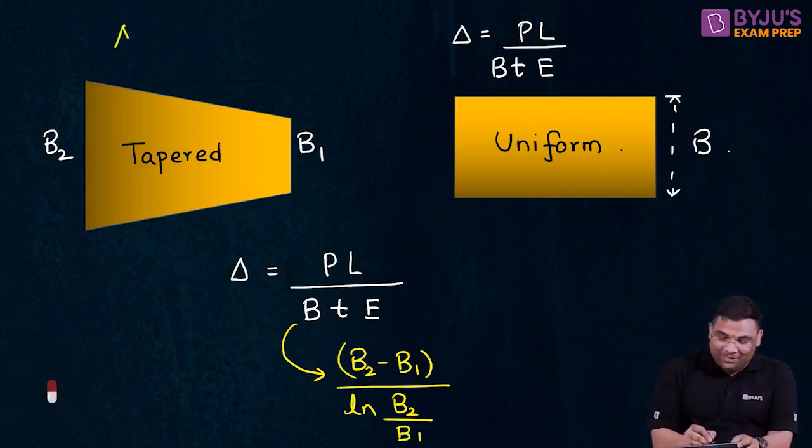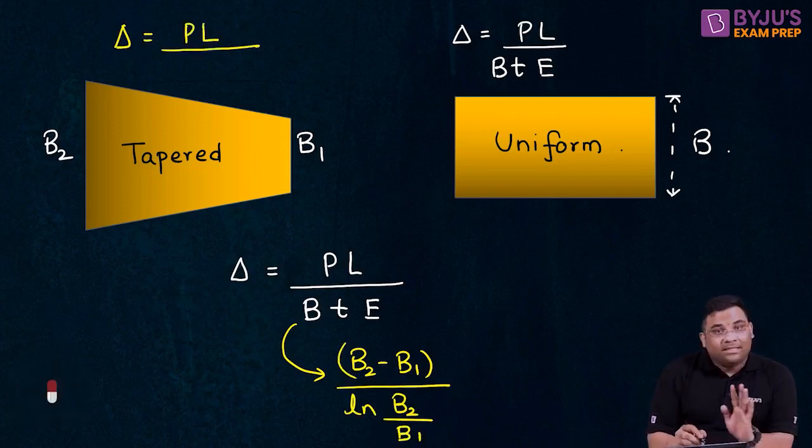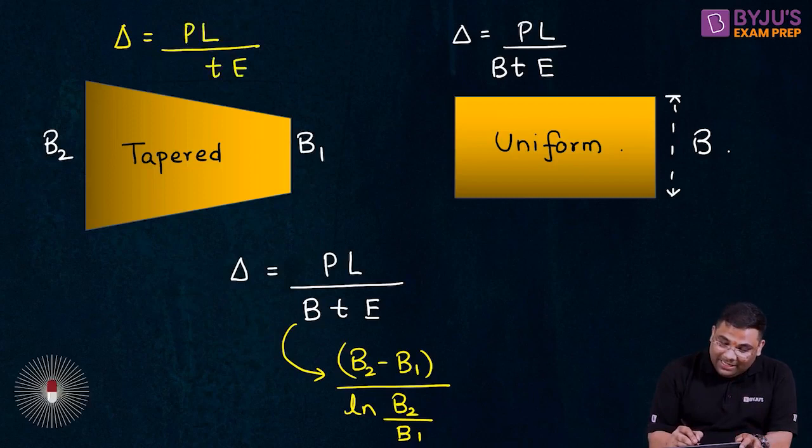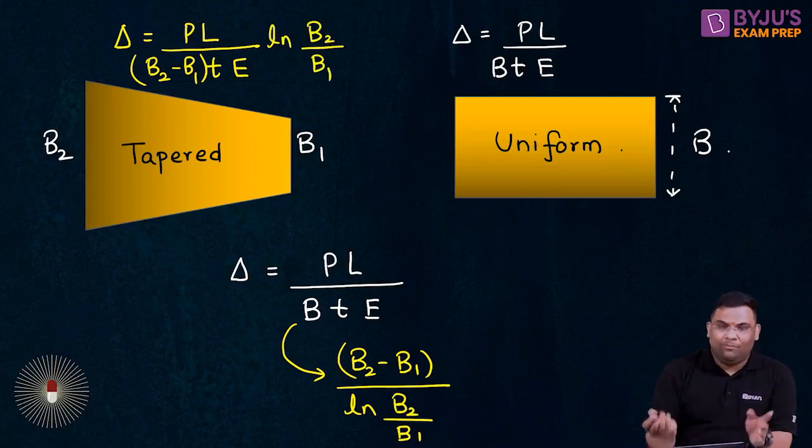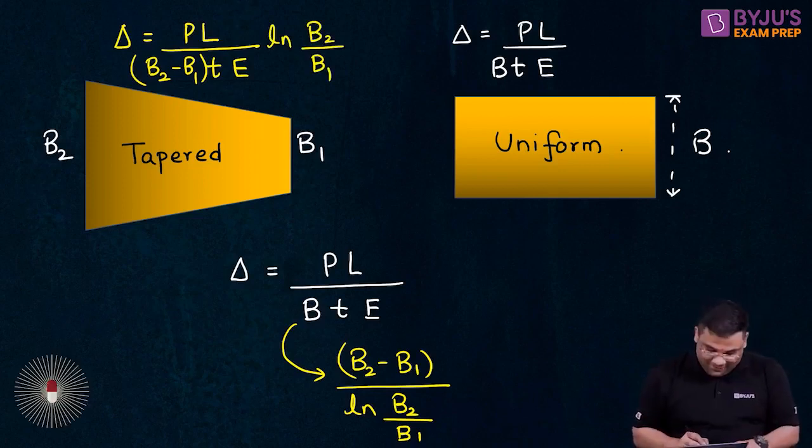So now what is the expression? This is nothing but PL by the same thing, TE. In place of B, writing B2 minus B1. Now the division will go up, making it ln B2 by B1. Beautiful, right? Very good. So easily you are able to remember this formula.